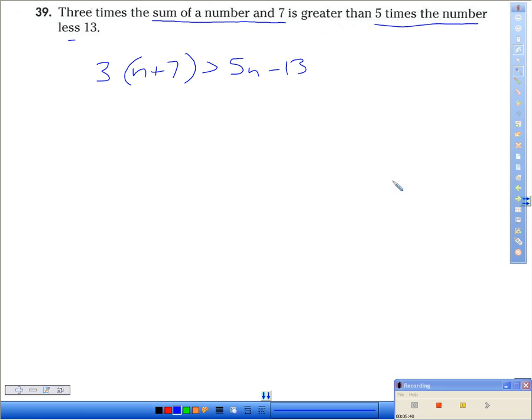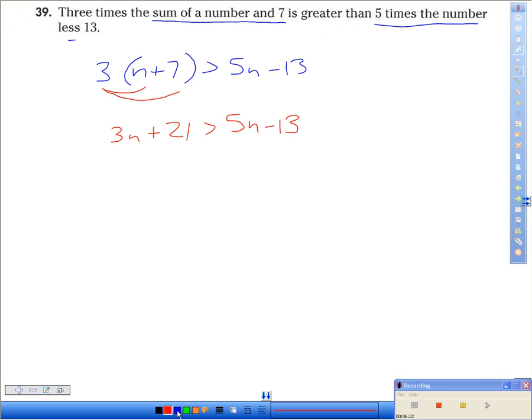At this point, our first step in solving that inequality is to use the distributive property to get rid of the parentheses on the left-hand side. 3 times n is 3n. 3 times 7 is 21. Since they're added inside the parentheses, we're going to add them after we've used the distributive property. On the right-hand side of the inequality, there aren't any parentheses, so we'll just bring down the expression on the right-hand side of the inequality.